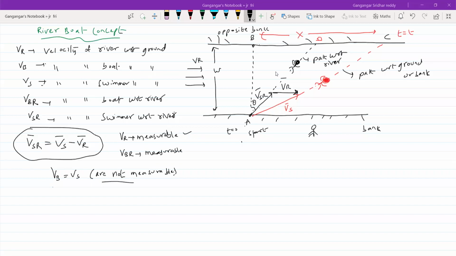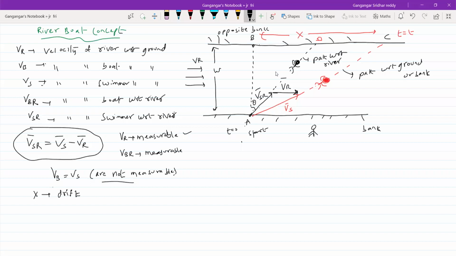Fine. So what is our discussion now? Our answers: how much time will it take to cross the river? Then what is the drift? The term used here is called drift. What do you mean by drift? The displacement of an object under the action of a force is called a drift. The displacement of an object under the influence of a force is called a drift here.